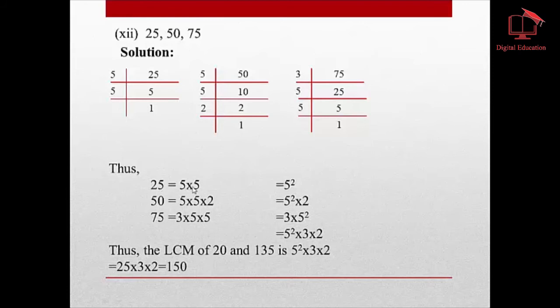25 is equal to 5 times 5. We will write 5 power 2. 50: 5 multiplied by 5 multiplied by 2, we will write in this form. Same for 75: 3 multiplied by 5 and multiplied by 5, we will write in this form. We will write 5 power 2 one time, and 3 and 2 once more. If we multiply, we got the answer 150.